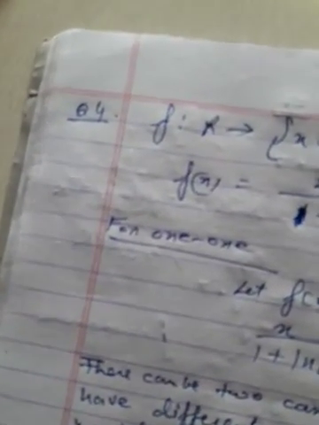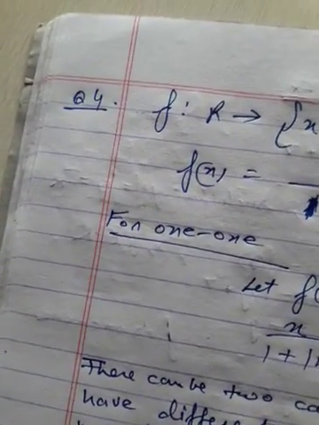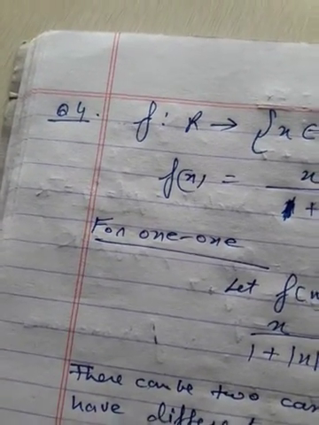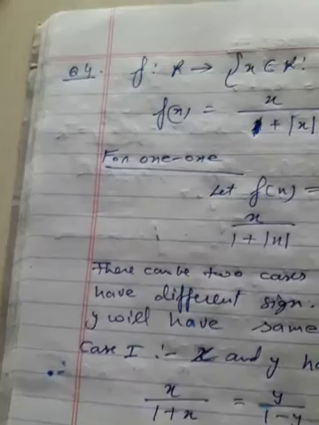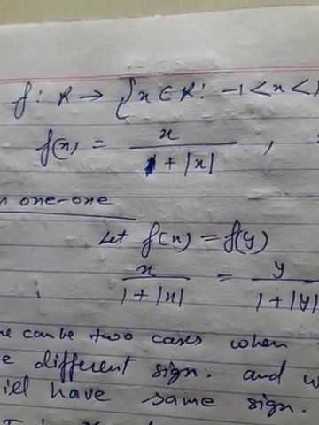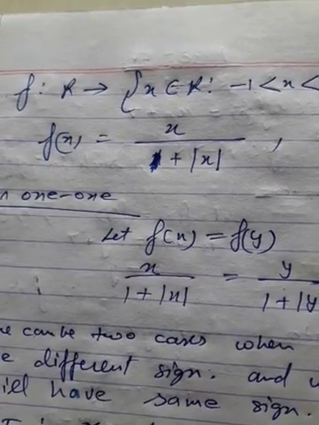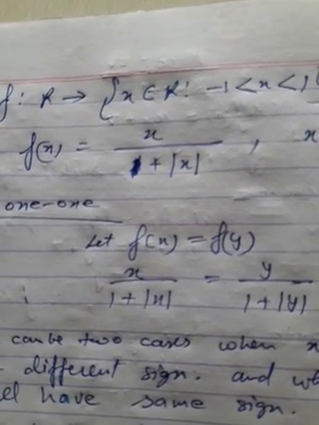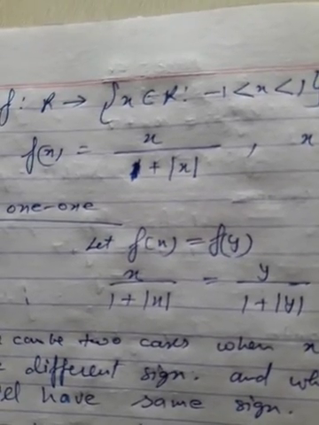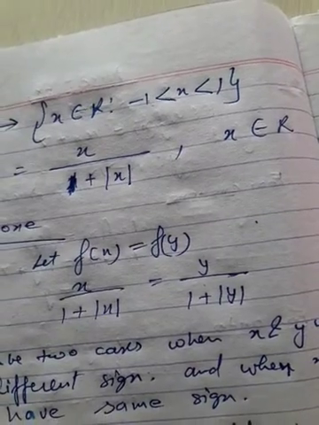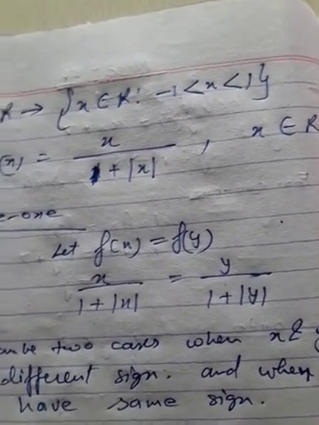This is question number 4 of the miscellaneous exercise. This is also of the same type of question, finding the inverse function. The function f is given such that it is from R to R, for x belonging to -1 to 1 only, such that f(x) equals x upon 1 plus mod x. x can be any real number here.